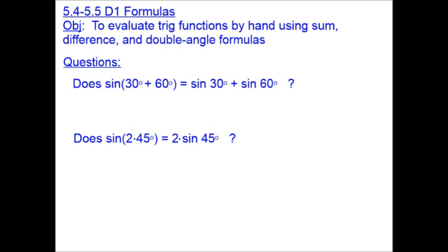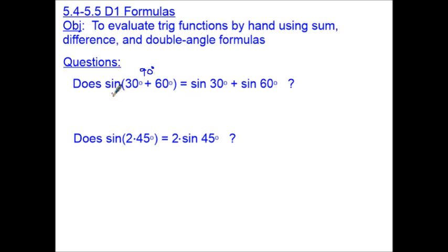So here we go. We're going to evaluate trig functions by hand using sum formulas, difference formulas, and double angle formulas. Before we get rolling too far here, just a couple basic questions to set the stage. First of all, does sine of 30 plus 60, which of course is basically saying sine of 90 degrees, equal sine of 30 plus sine of 60? Can you distribute the sine, so to speak?